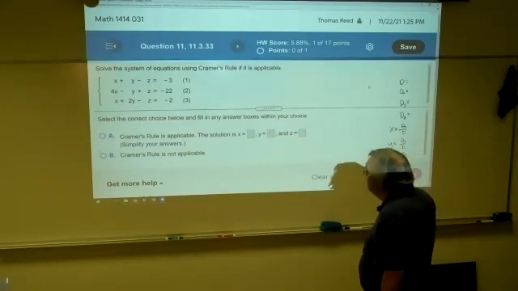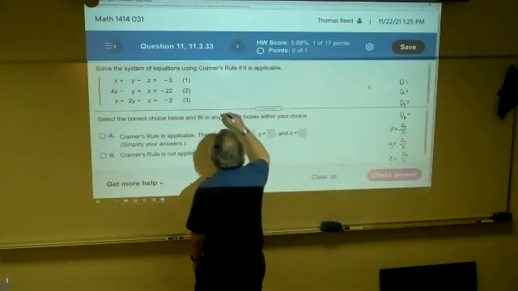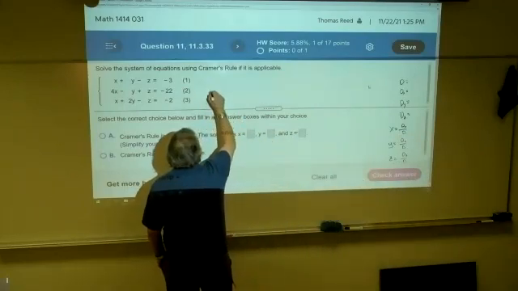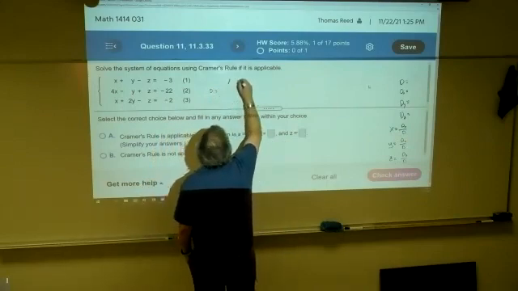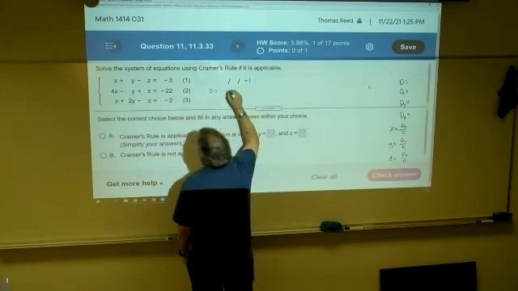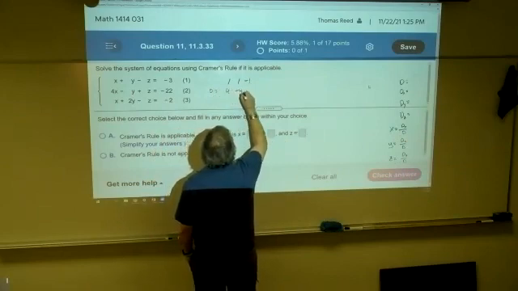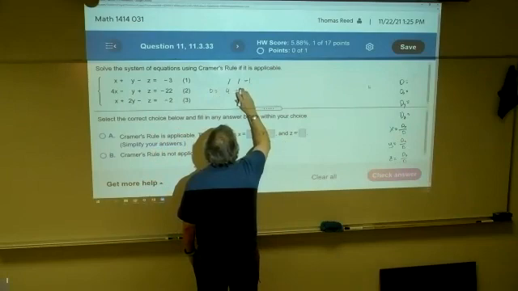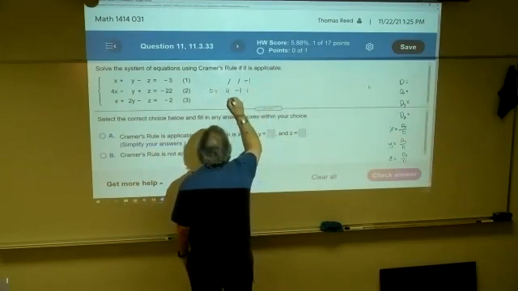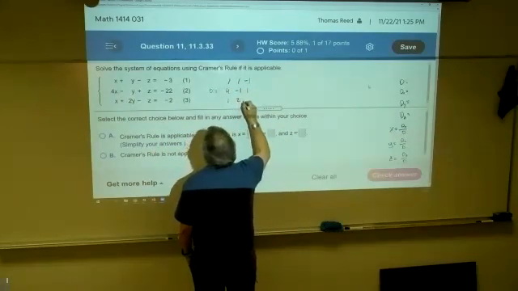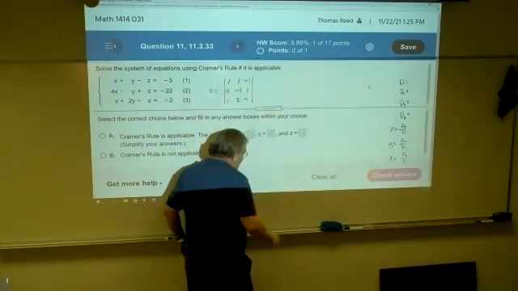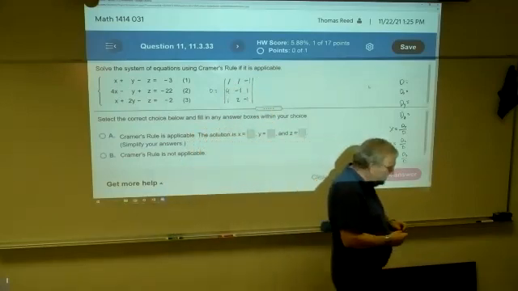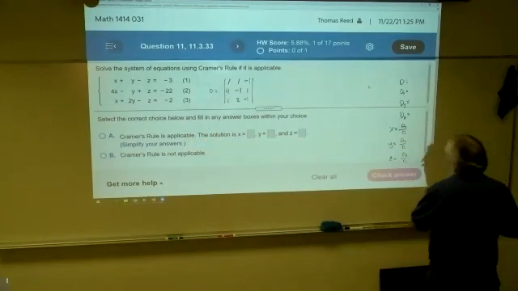Now, to find D, I use the matrix 1, 1, -1, 4, -4, -1, sorry, 1. Please be super careful when you're writing these numbers down. So I'm finding this determinant.